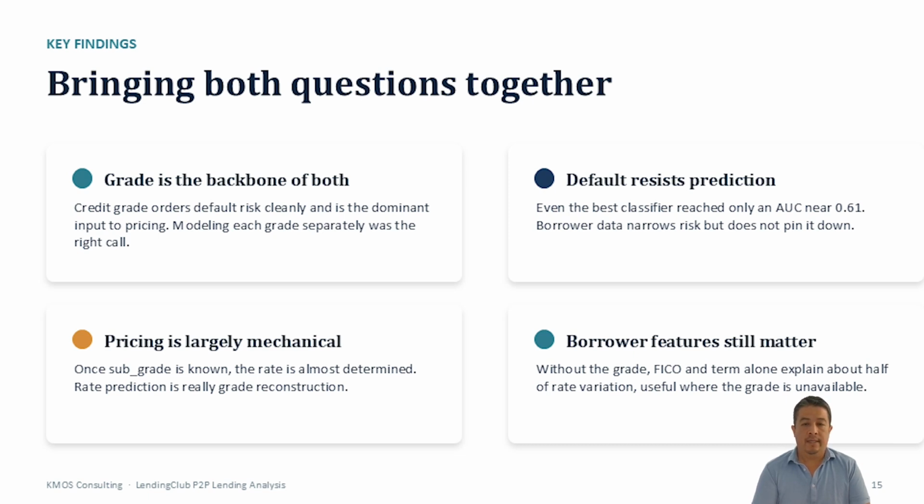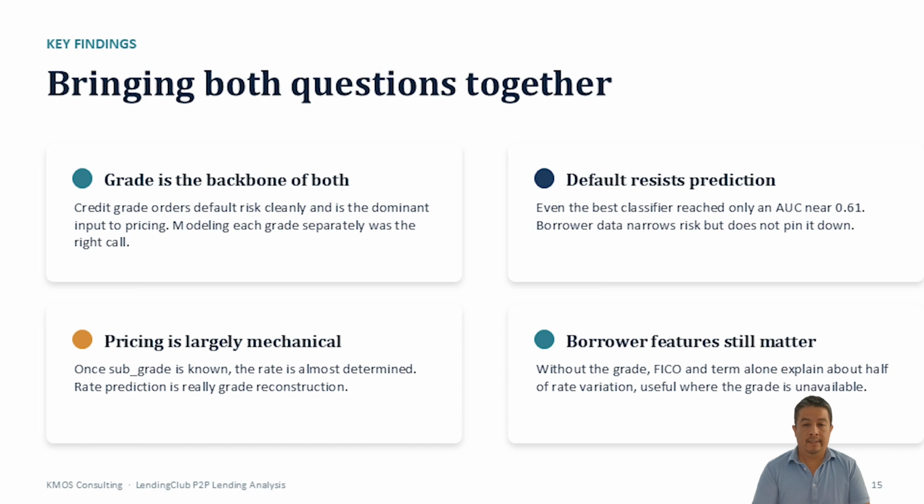The second takeaway is that default is difficult to predict with a high level of accuracy. Even our strongest classification model, logistic regression, reached an AUC of about 0.61. That is better than random guessing, but it's not strong enough to say that the model can reliably separate charged-off loans from fully paid loans on its own. The borrower and loan features do provide useful risk signals, but they do not fully explain why a loan defaults.